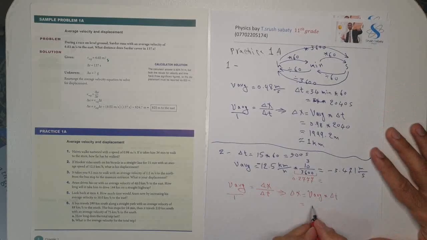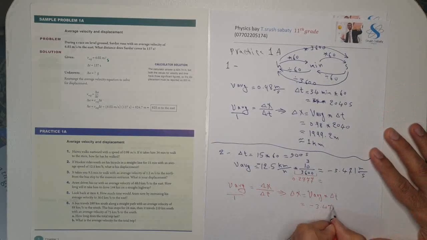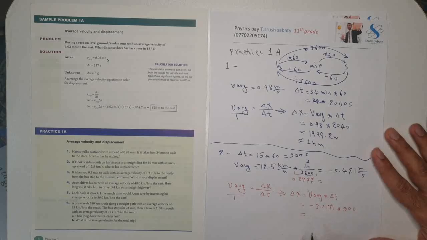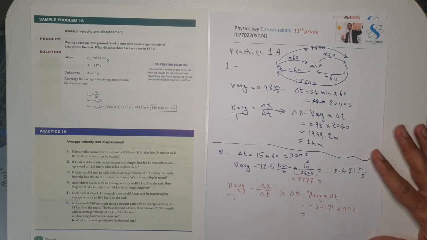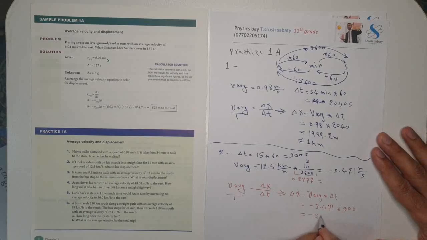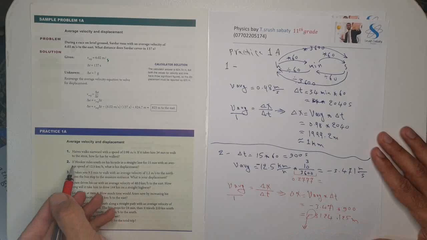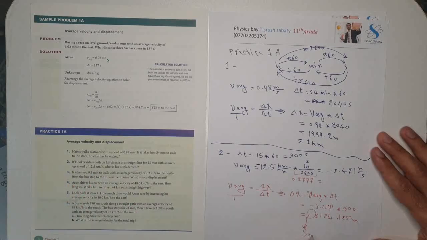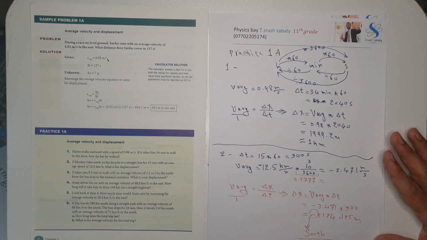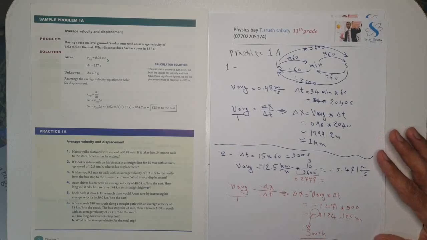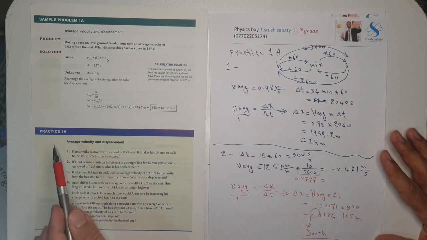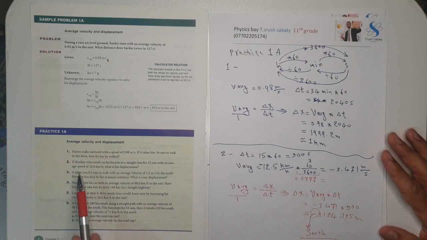So V average is equal to minus 3.471 multiplied by, so the result will be minus 24 point something meter. This negative sign represents the direction of south. Okay, this is the result of practice 1 number 2.